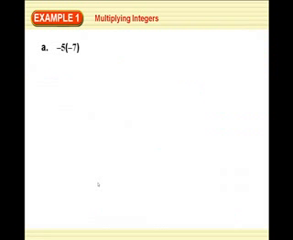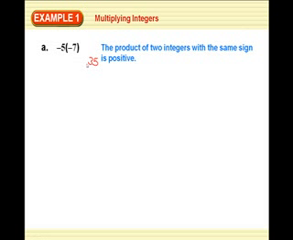So we just multiply. Usually with integers, I do it in 2 steps. I deal with the numbers and I deal with the signs. So the first thing I do is I just do 5 times 7 is 35. And 2 negatives make a positive. So it's positive 35. Done.